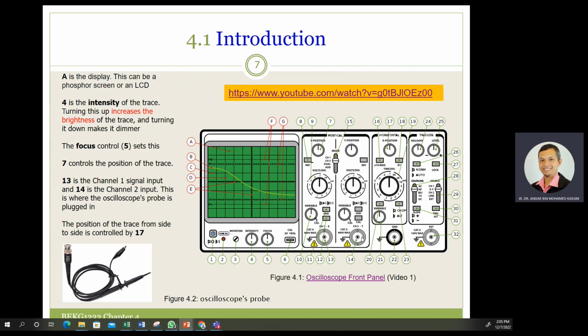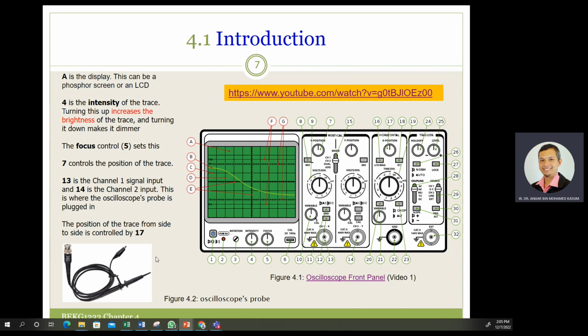Okay, and this is where the oscilloscope probe is plugged in. As in the previous picture, you can plug in the probe here. Plug this terminal into this, and you can lock it, and at the end of this, you can clip it to the signal that you want to touch or to measure the voltage or the current or the power.